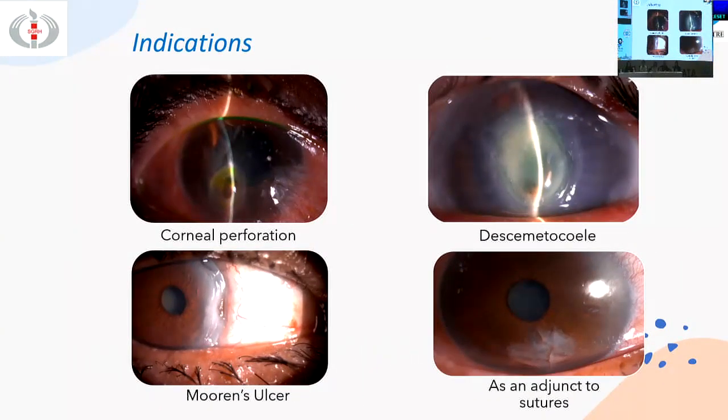Indications for which we use cyanoacrylate glue include patients with corneal perforation, descemetocele or significant corneal thinning more than 70%, patients with Mooren's ulcer or PUK to prevent perforation, and also as an adjunct to sutures in patients with corneal tear where we are not able to achieve a watertight closure with sutures alone.